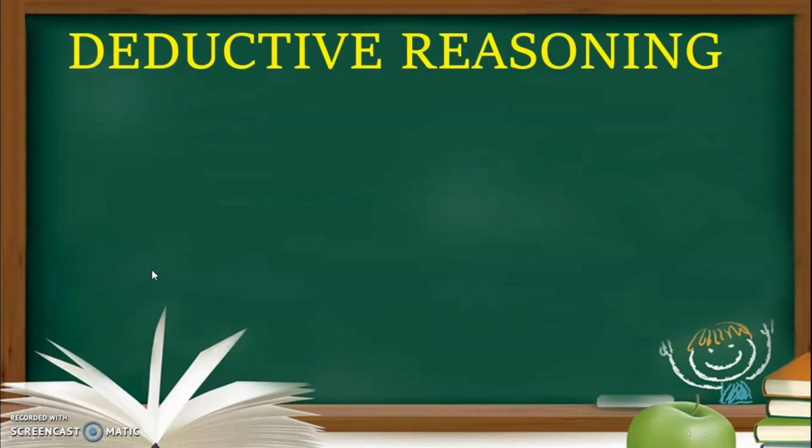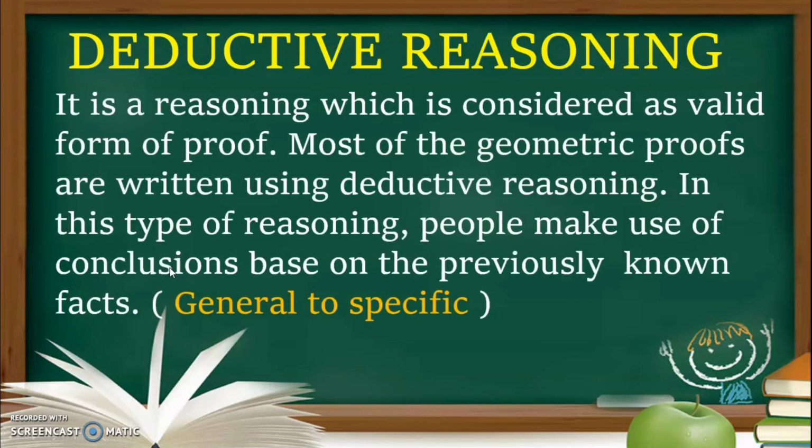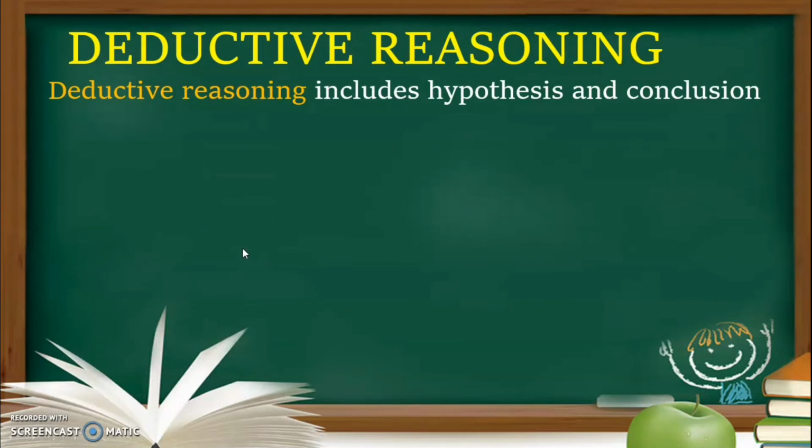Okay. Dito na naman tayo sa pangalawa, the deductive reasoning. It is a reasoning which is considered as valid form of proof. Most of the geometric proofs are written using deductive reasoning. In this type of reasoning, people make use of the conclusion based on the previously known facts. So, ito yung tinatawag na general to specific. Base doon sa general rule, makakagawa ka ng specific examples. So, deductive reasoning.